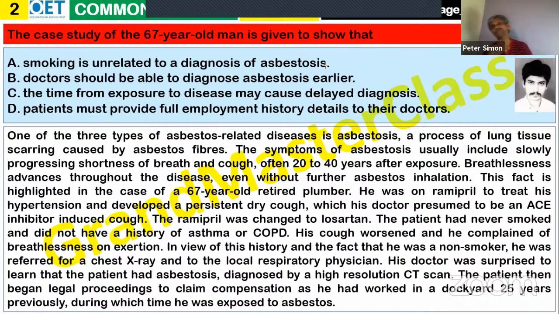So try to understand here. There is a case of a 67-year-old man. It's given to us to show that. Show means to reveal something, to show a fact or to give a reason. So some reasoning, something is something. Okay, now let us see here.